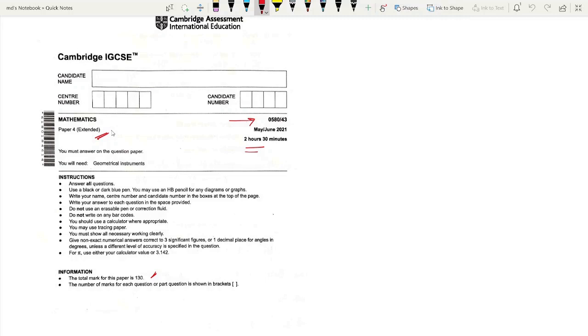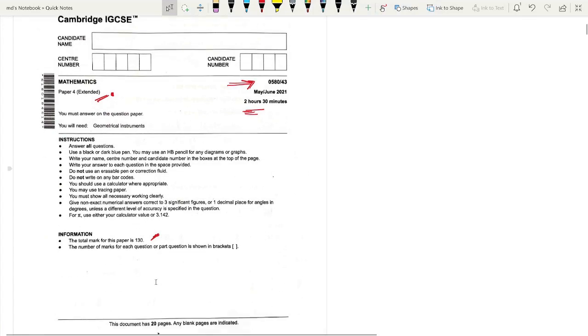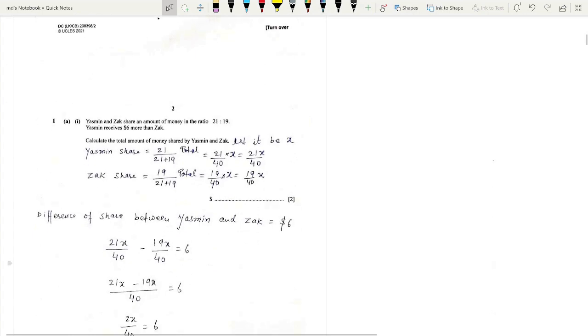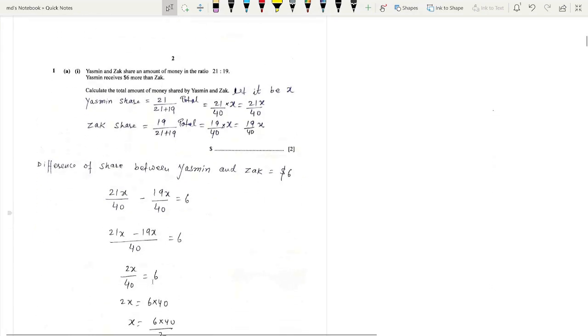So students, you can find here Paper 4. And this is your code. You can check 0580. This will be for 2 hours 30 minutes, and this is for a total of 130 marks. Now we can check our first question, that is: Yasmin and Zach share an amount in the ratio 21:19, and Yasmin receives $6 more than Zach. Calculate the total amount of money shared by Yasmin and Zach.